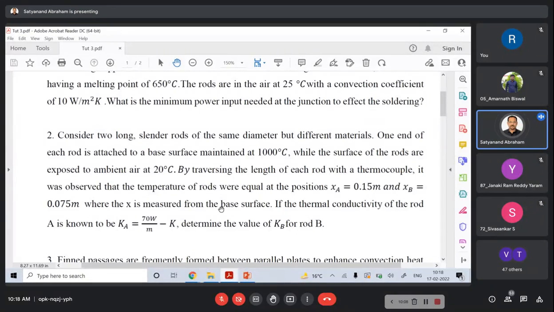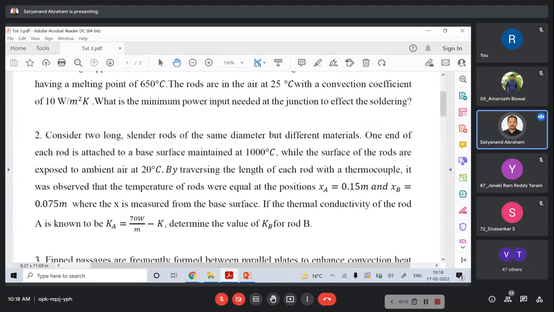Okay, where x is actually measured from the base surface. So if you are moving along the length, we get the same temperature for material A at 15 mm, 0.15 meter, say 700 degrees Celsius. So if you are moving along the length for material A, we measure 700 degrees Celsius at 0.15 meter, whereas for material B, we measure it at 0.075 meter itself.